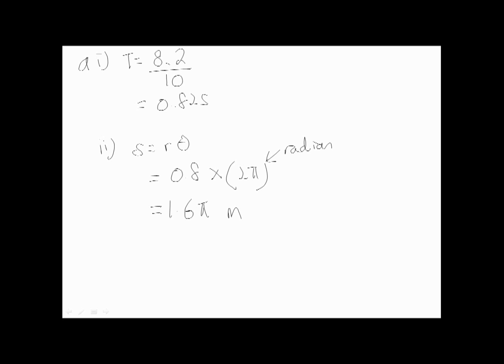Now the third part requires you to find the velocity of this system. From the definition, we know that the velocity of this circular motion will be constant. Sorry, it's not velocity, it's the speed. So the speed will be constant all the time.